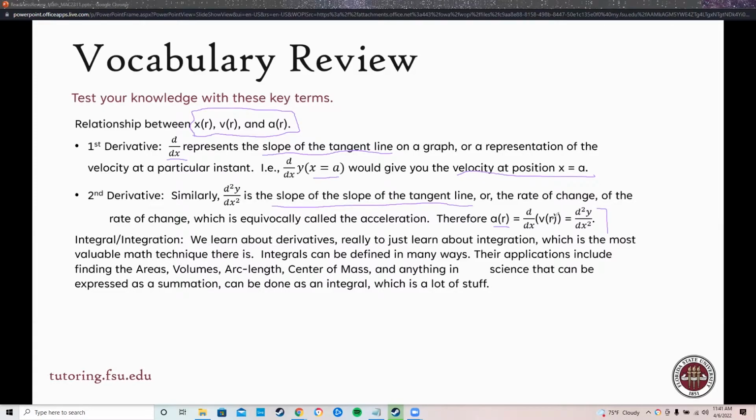So basically what I really want for you to understand is that the first derivative with respect to x is synonymous with velocity. And then the second derivative is equal to acceleration, or the derivative of velocity.